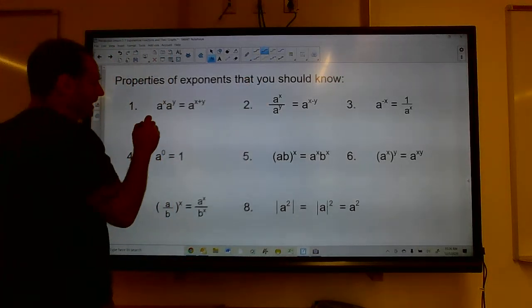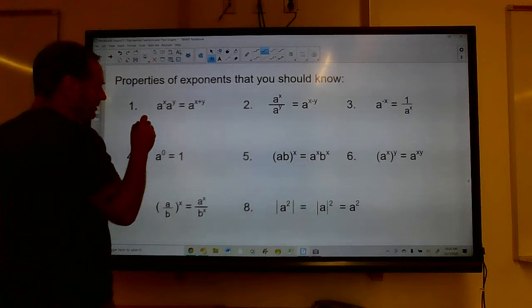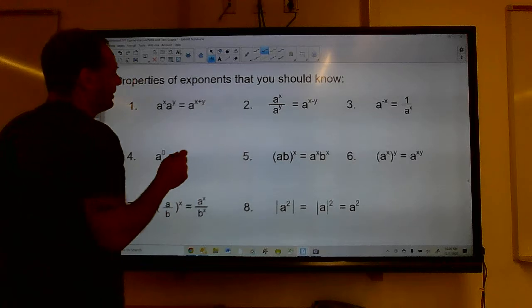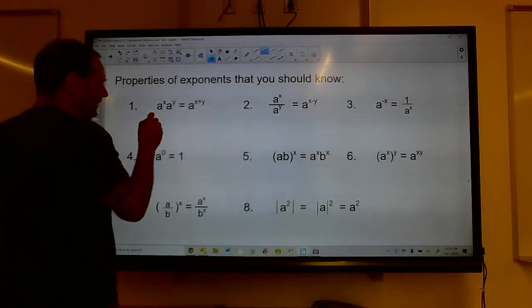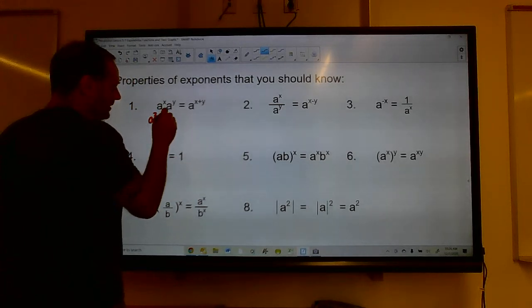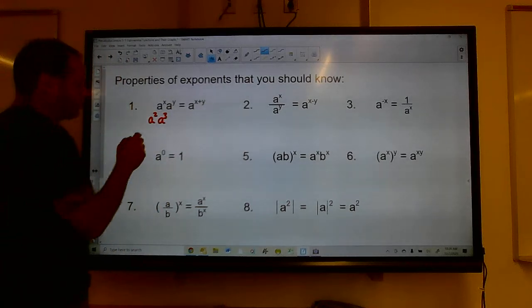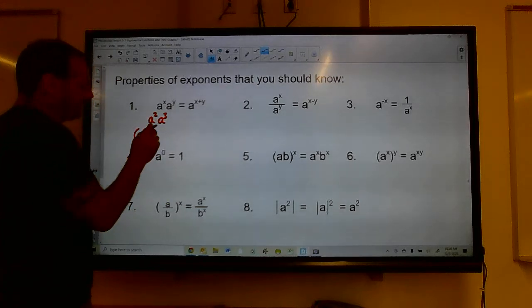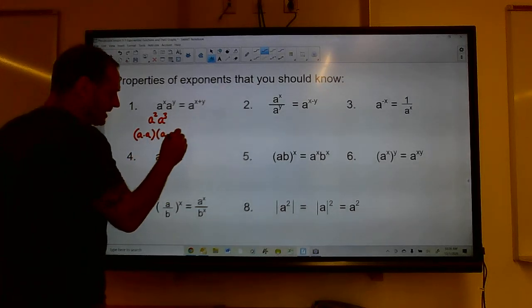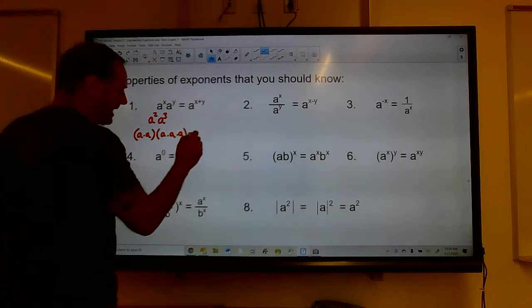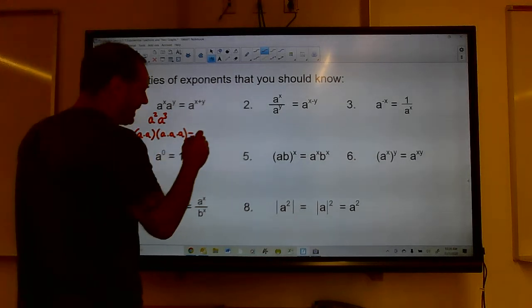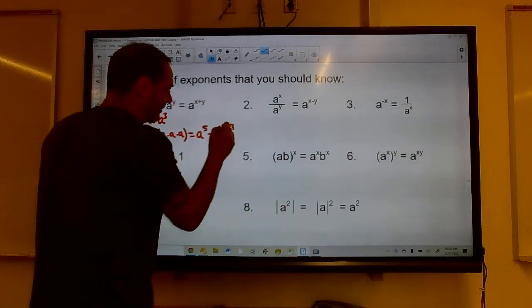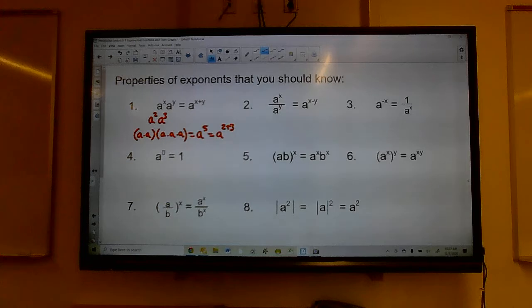So let's say we had a... well, let's just use a. So x would be 2 and y would be 3. So a to the second times a to the third. If I break this down to what this actually means, a to the second means a times a, and a to the third means a times a times a. And that together is a to the fifth power, which just happens to be a to the 2 plus 3 power. So you can see that you're going to add the exponents there.